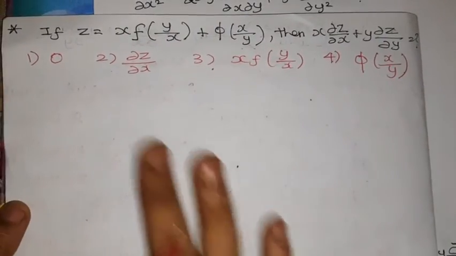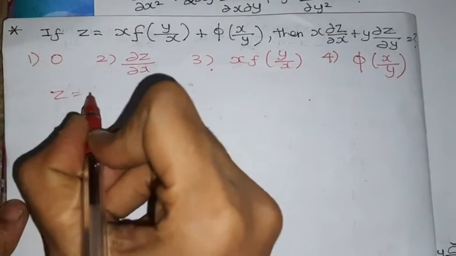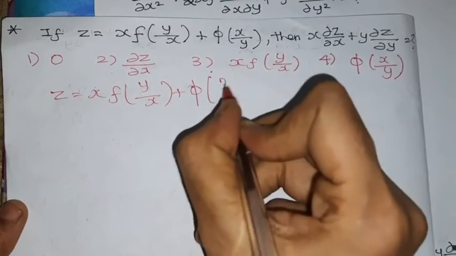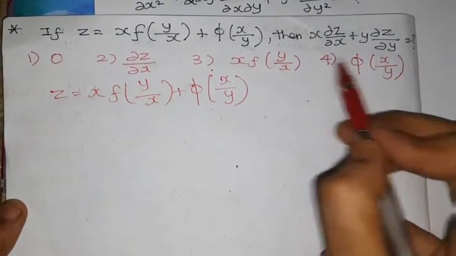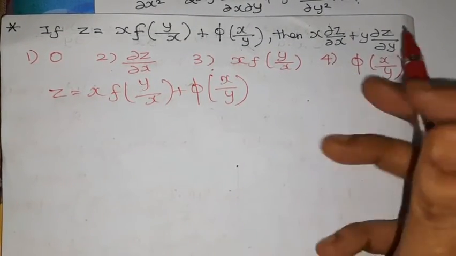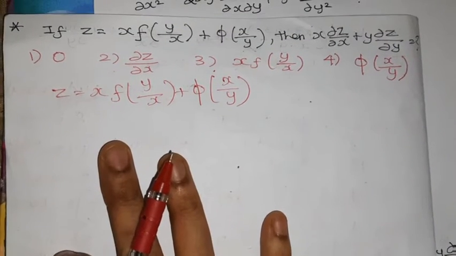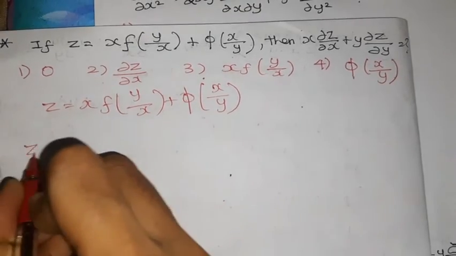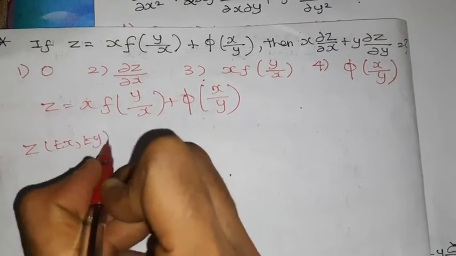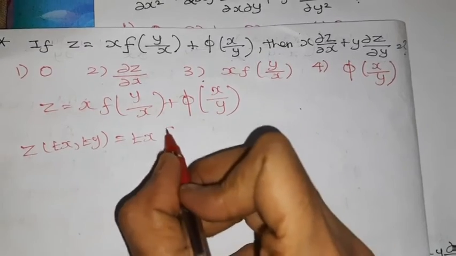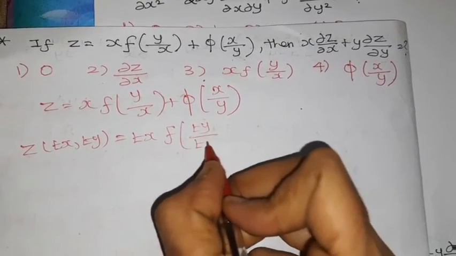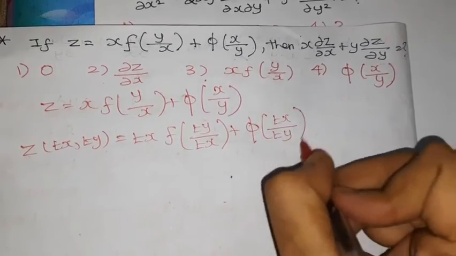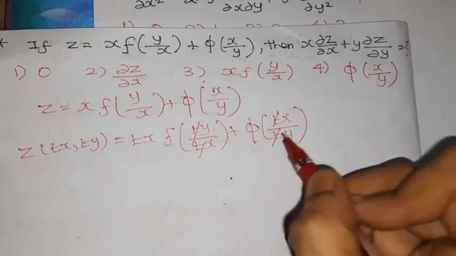Next problem. So it is given: z is x into f of y by x plus 5 into phi of x by y. We need to find x ∂z/∂x plus y ∂z/∂y. So this is given in the problem. The first step is to check the homogeneity of the given function. How can we check? z of tx comma ty. So substitute tx into f of ty by tx plus phi of tx by ty. This and this will get cancelled.